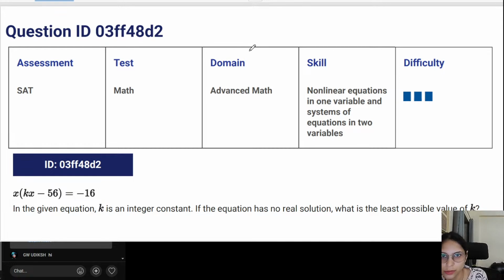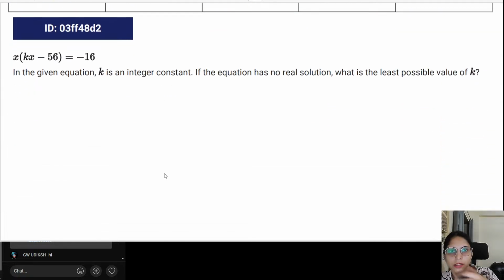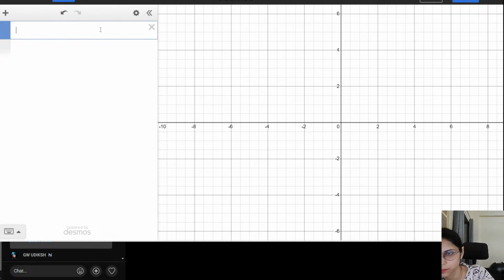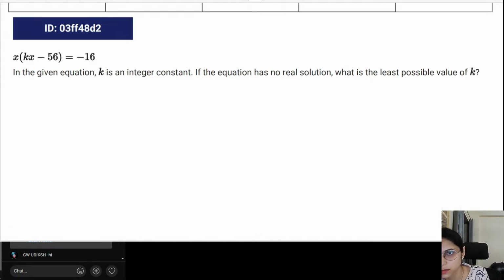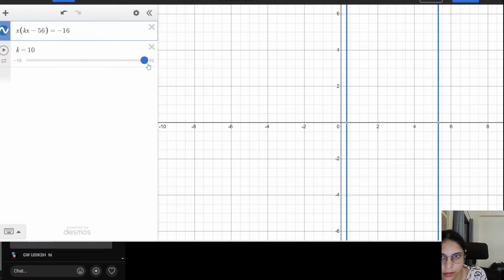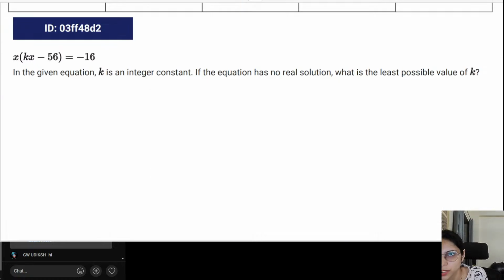Next is question number 32. I don't think we'll be able to cover everything in the next half an hour. Again, no real solution. X times kx minus 56 equals negative 16. Getting a solution, and k is an integer constant.